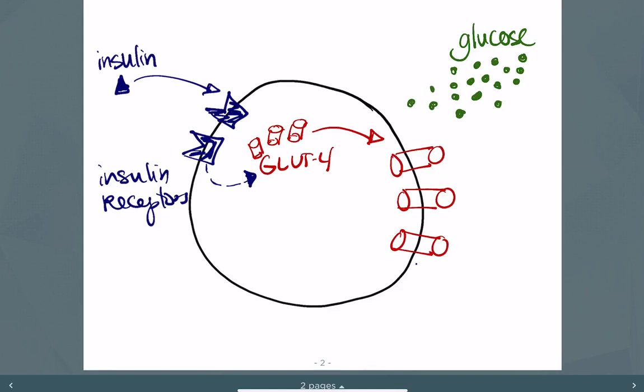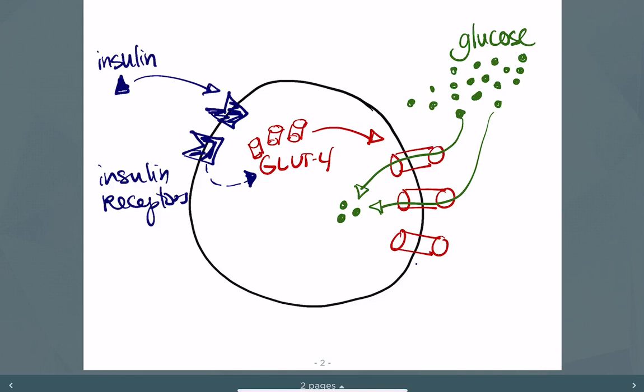Is it an active transport process? There is a huge concentration gradient, right? Because we've got tons of glucose outside of the cell and almost no glucose inside the cell. So the glucose rushes into the cell because there is this big concentration gradient.